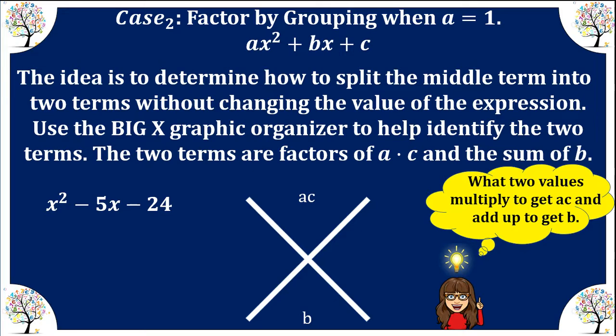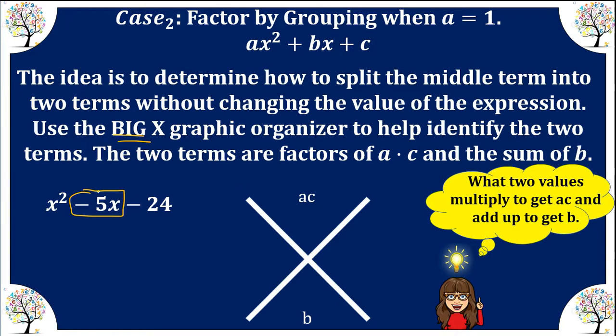So recall, the main idea to find the factors by grouping is we need to split the middle term, the linear term, into 2 terms, so we will have 4 terms, so we can group and have 2 binomials. In order to know what combination of 2 terms we are going to get for negative 5x, we're going to use a graphic organizer. I call it the big X.